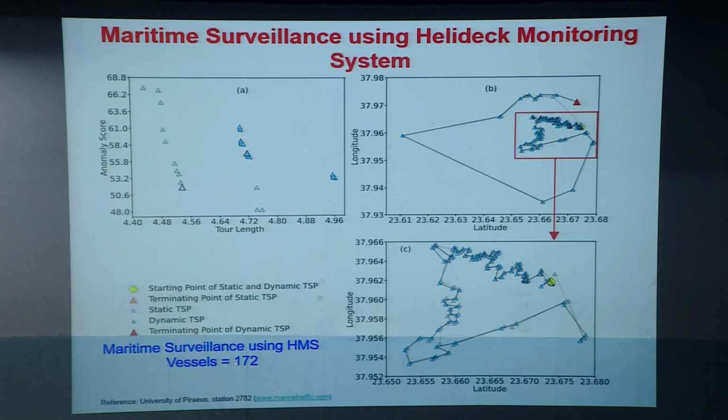In this case, a total of 172 ships are there in the marine, and we have tried to find the optimized route for a static problem as well as a dynamic problem. You can see that for the static problem and dynamic problem, there is a different route. In fact, this work we are still continuing.